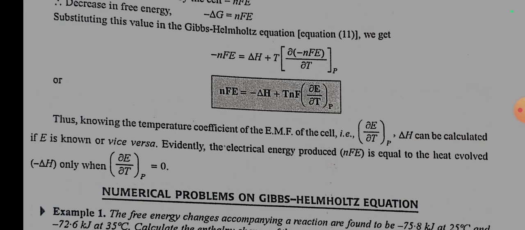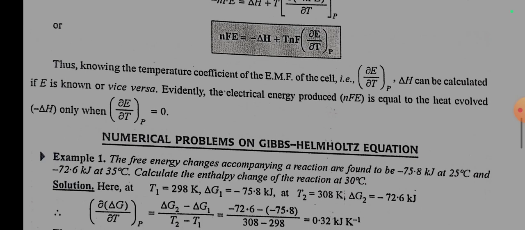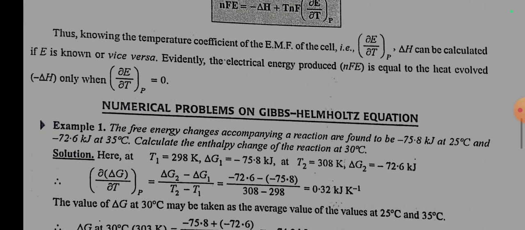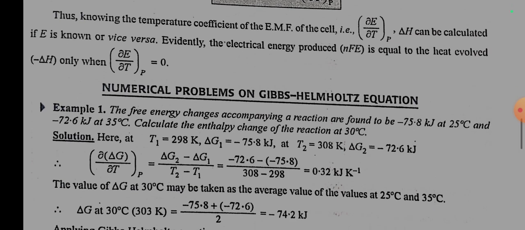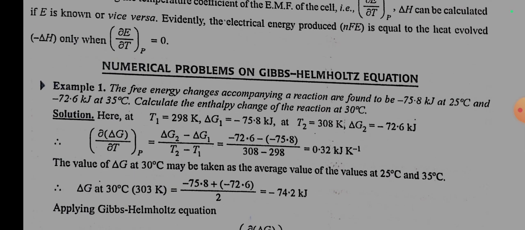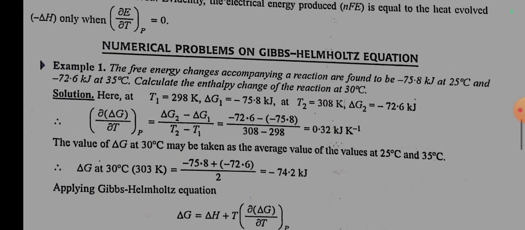Substituting this value in the Gibbs-Helmholtz equation, we get nEF = -ΔH + TnF (dE/dT) at constant P. Thus, knowing the temperature coefficient of the EMF of the cell, that is dE/dT, ΔH can be calculated if E is known, or vice versa. Evidently, the electrical energy produced nEF is equal to the heat evolved only when dE/dT = 0.